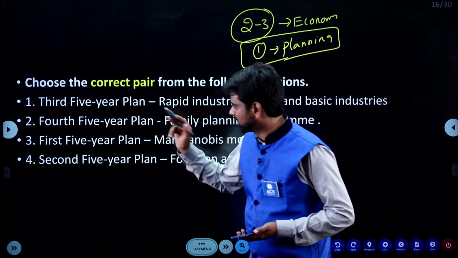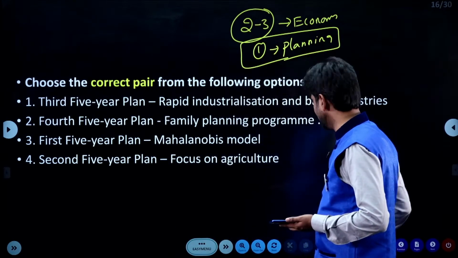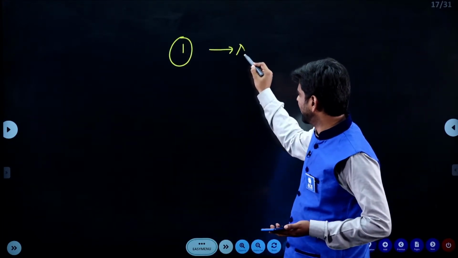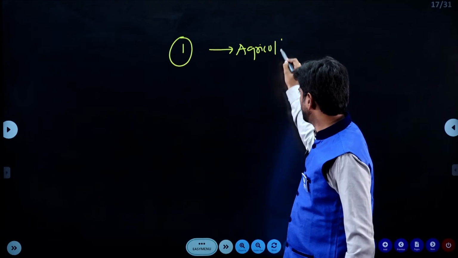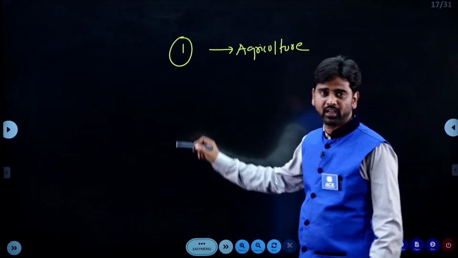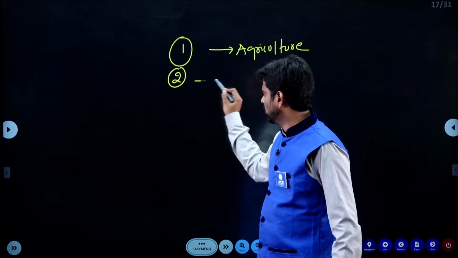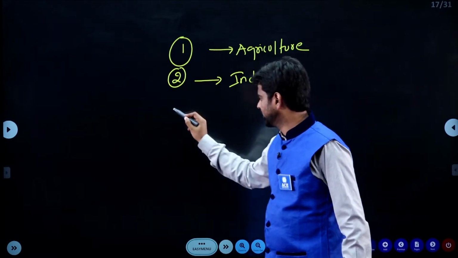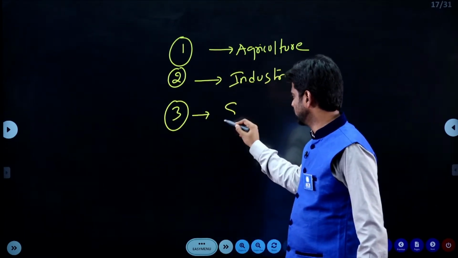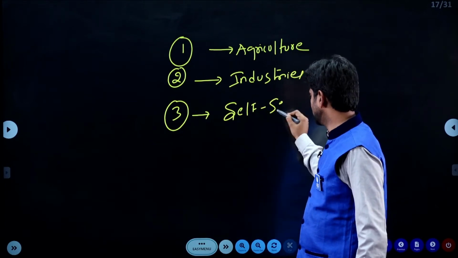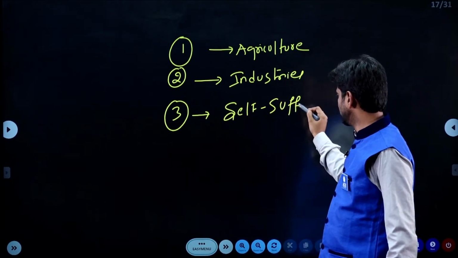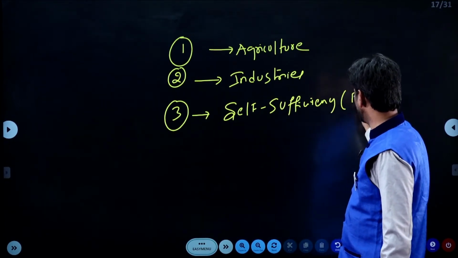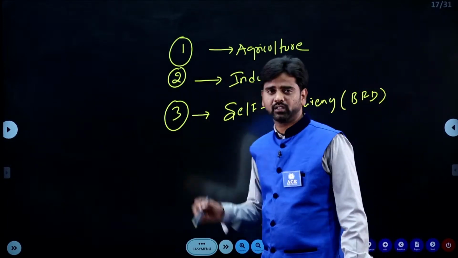Okay, yeah. So the third 5-year plan. Before going to discuss, let us assume. The first 5-year plan gave importance to agriculture, guys, okay? And the second 5-year plan gave importance to industries, the heavy industries. And obviously the third 5-year plan gave importance to self-sufficiency, okay? In some books we also have balanced regional development. Self-sufficiency and balanced regional development are among them. So these are the top 3, okay?